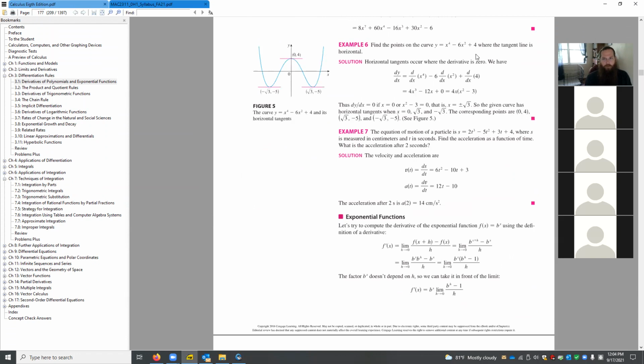Okay, find the points where we have horizontal tangents. So we're going to find the points where the curve y equals x to the 4 minus 6x squared plus 4 has horizontal tangent lines. All right.